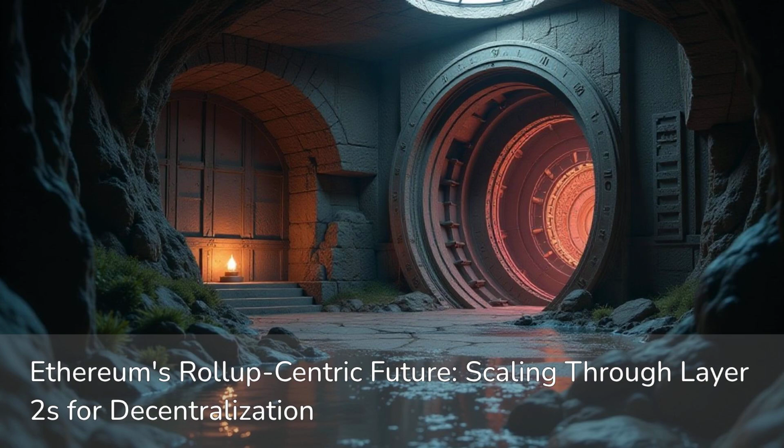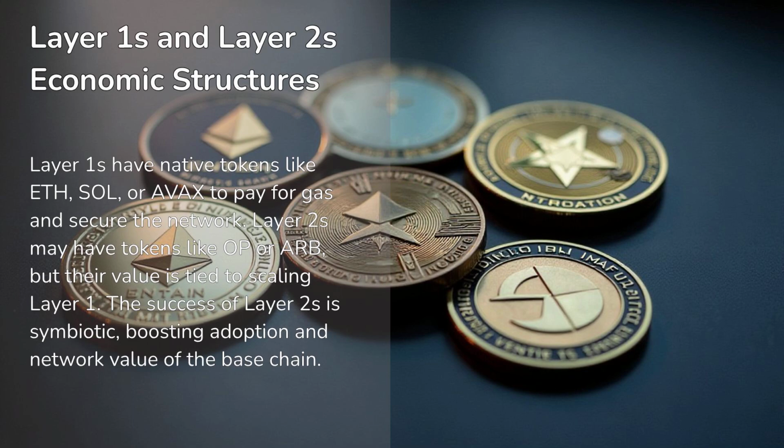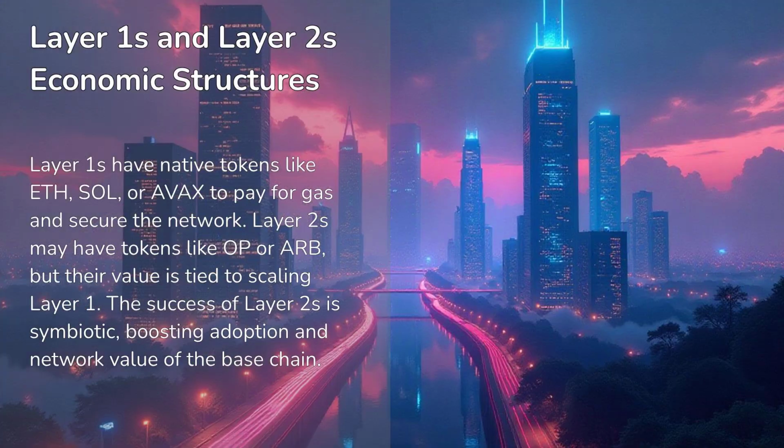Understanding the relationship between Layer 1s and Layer 2s also requires examining their economic structures. Layer 1s typically have their own native tokens, like ETH, SOL, or AVAX, used to pay for gas, incentivize validators, and secure the network. Layer 2s may have their own tokens too, like OP for Optimism or ARB for Arbitrum, but their value is often tied to how well they scale and serve the Layer 1 ecosystem.